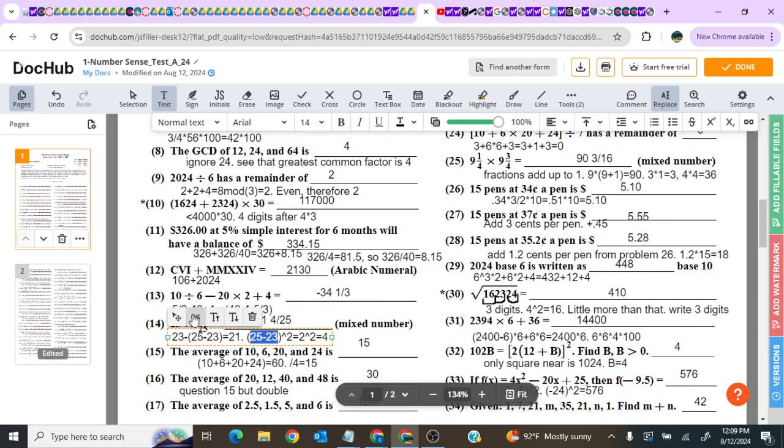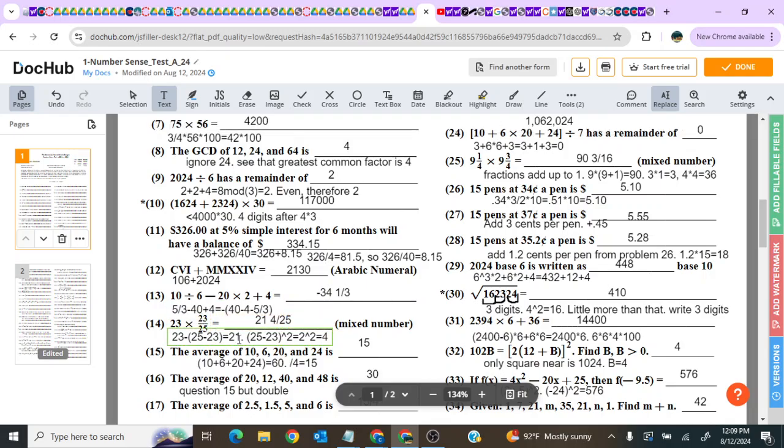Or sorry, it's simplified by doing 25 times 25 minus 2 squared. Or 25 times 25. 25 minus 2 squared over 25, basically. That's how you derive it.